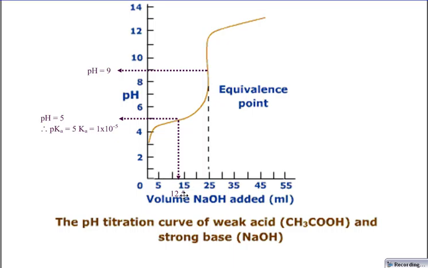So at the half equivalency point, in this case, if the equivalency point happened at 25 milliliters, the half equivalency point would be at 12.5 milliliters. So at 12.5 milliliters, we follow our line up, we move over, and we find that the pH is 5. So if the pH is 5, then the pKa is also 5. So we raise 10 to the negative of that. So the Ka is 1 times 10 to the negative fifth.